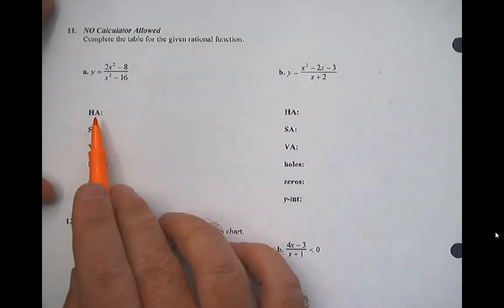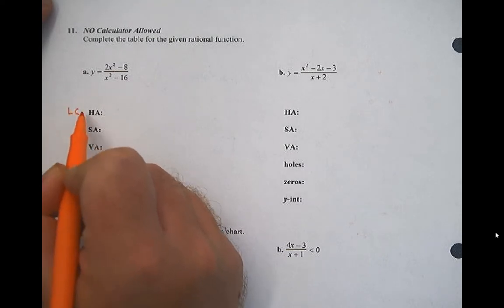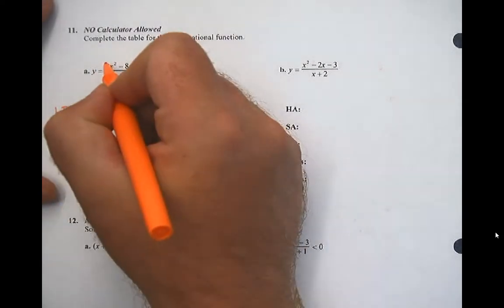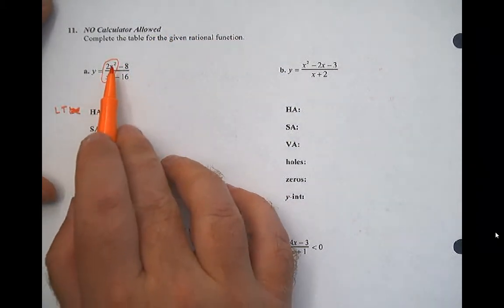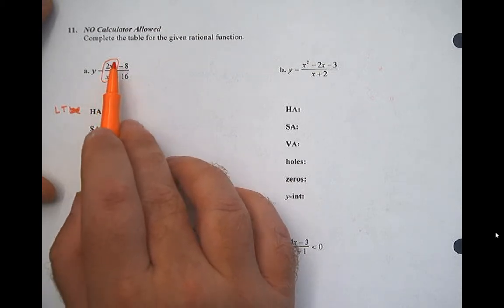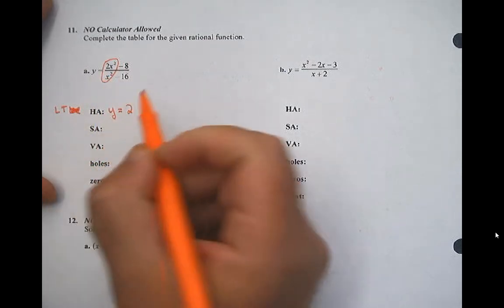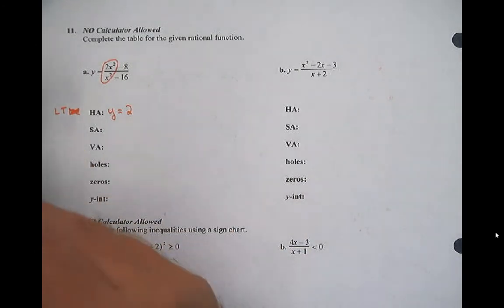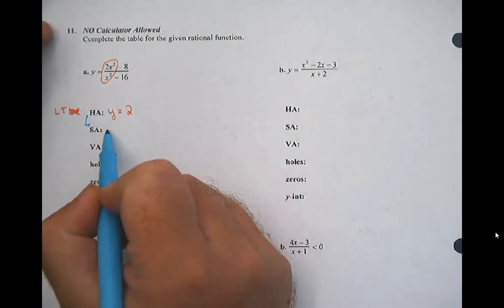First thing, HA. HA is we compare leading terms. So the leading terms are those two. Are there more x's on the top, more x's on the bottom, or a tie? This would be considered a tie because they're both x squareds. So it's a tie, which goes to the coefficients. So my HA would be y equals 2. If you recall, these two are related. If you have an HA, then you don't have an SA, so we can write none here.